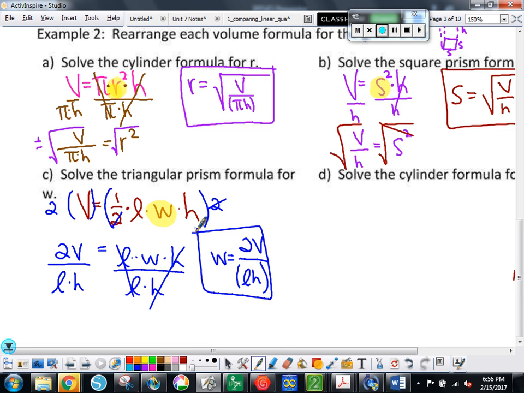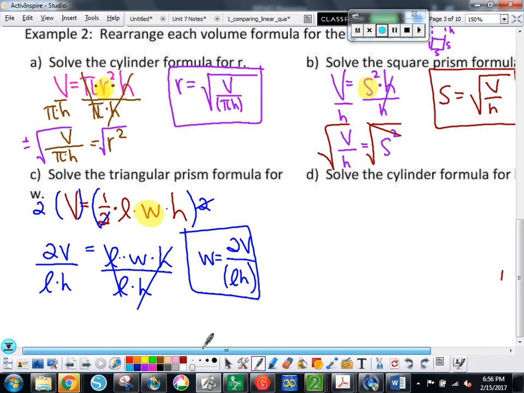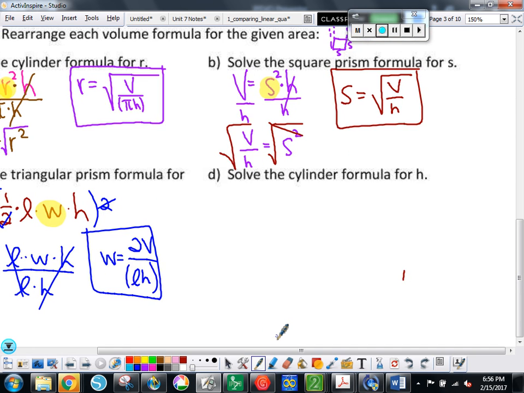All right, last one. Solve the cylinder formula for H. So again, the volume of a cylinder is pi r squared h. This time I want to get h by itself. So all of these are connected by a multiply. We can divide them all out.